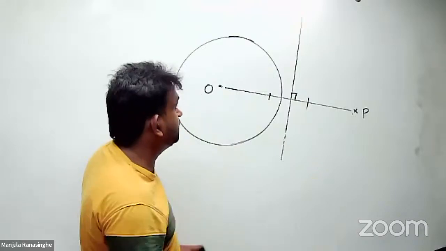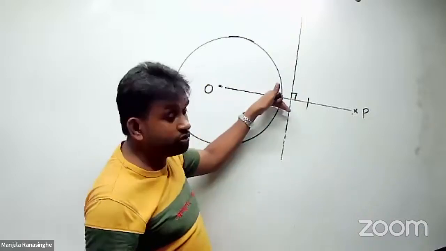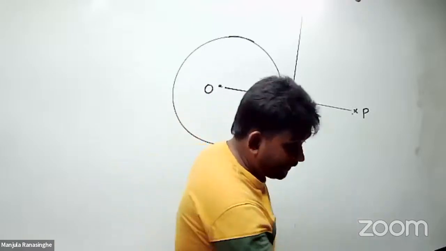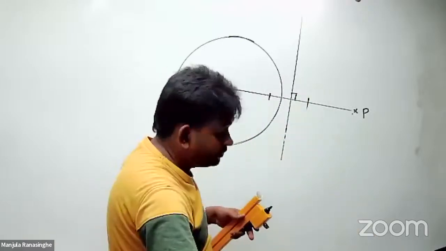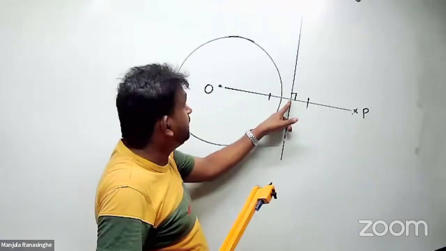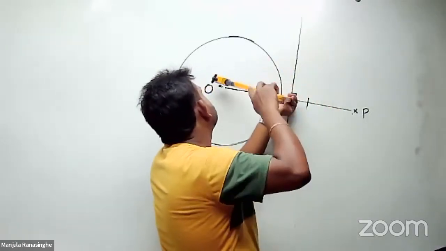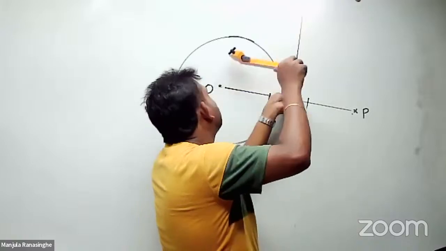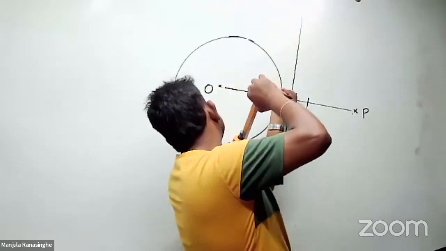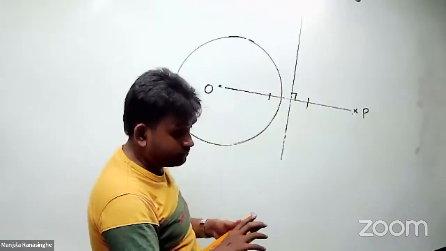So what you did: connect the center with the external point and draw the perpendicular bisector of this OP line. Then I take the distance from the center, here the midpoint, to O, the same distance in one direction, and cut the circle at this point, as well as at another point here. So these are the 2 points to connect with P.